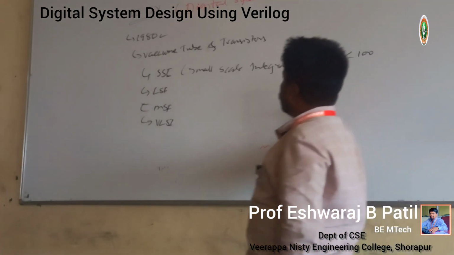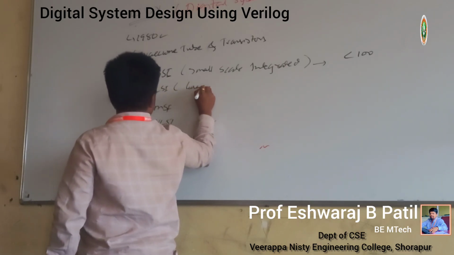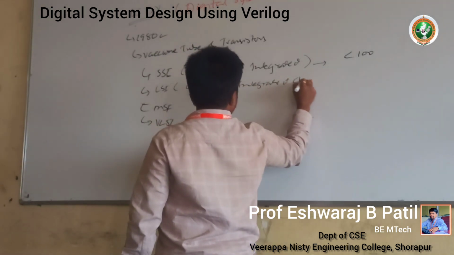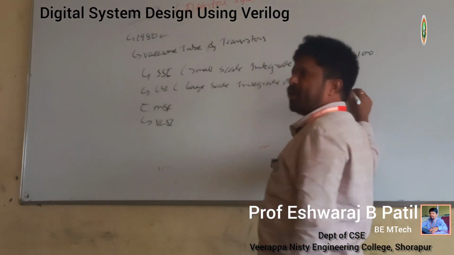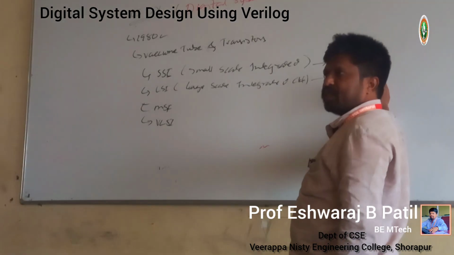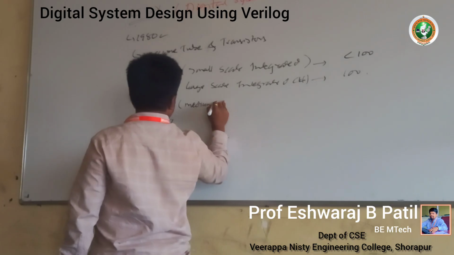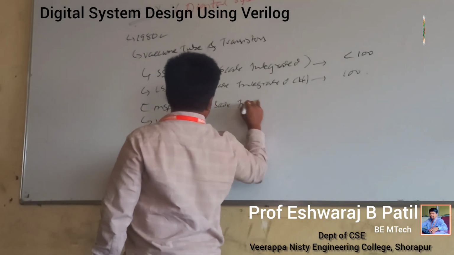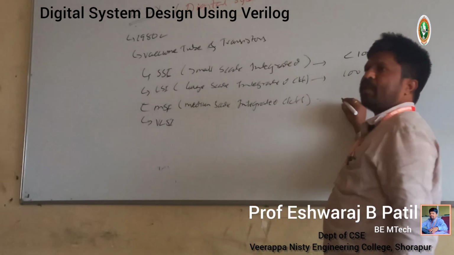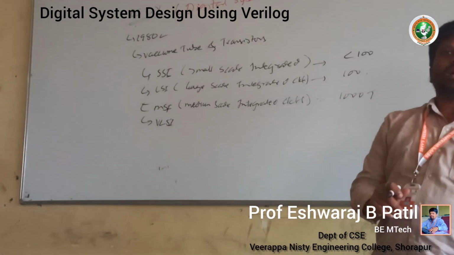And we also have the LSI. LSI is nothing but large scale integrated circuits. These types of ICs are implemented with more than a hundred transistors. We also have medium scale integrated circuits, where more than a thousand transistors are used to implement digital design systems.